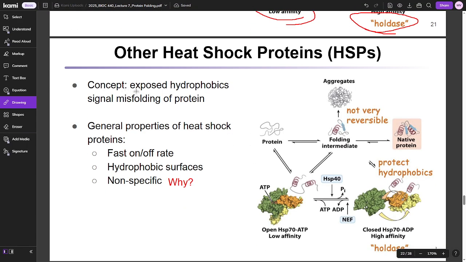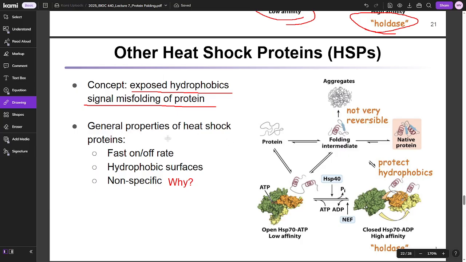But yeah, the concept is they bind to exposed hydrophobic regions. Remember I talked about before, hydrophobic regions cause water to try and cover up those hydrophobic regions, and we end up with a decrease in entropy, which is bad. The universe does not like a decrease in entropy. These hydrophobic regions being exposed suggests a misfolding of proteins, because proteins normally do not put hydrophobic regions in the hydrophilic water.